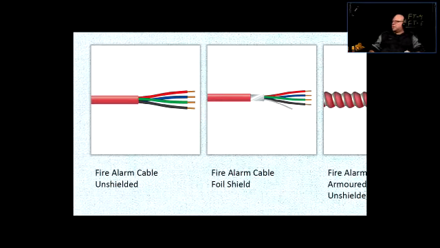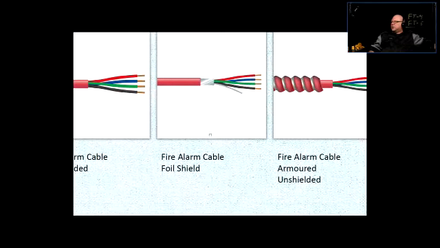So there are fire alarm cables. You can't just use any type of cable to install a fire alarm. You have to use cabling that is designated for fire alarm. And as I said before, we could have fire alarm unshielded or shielded, right?